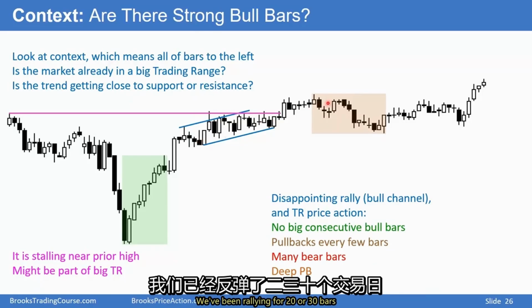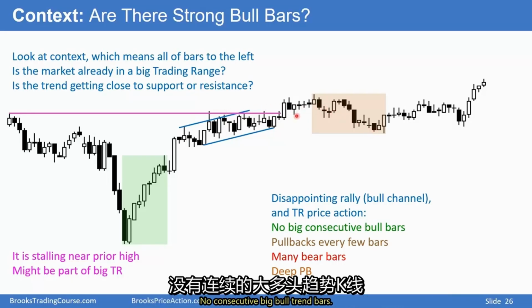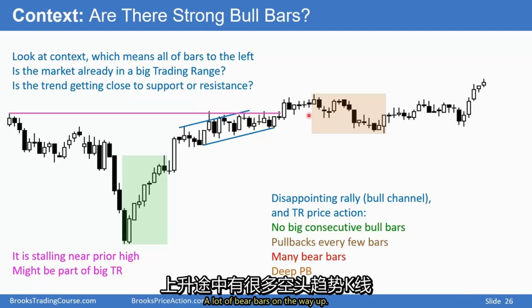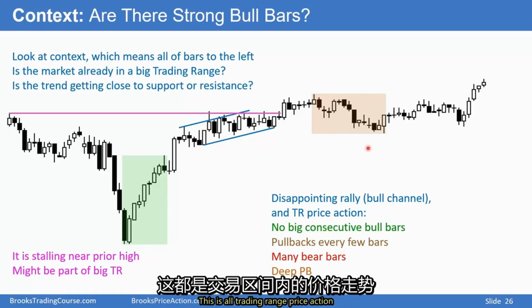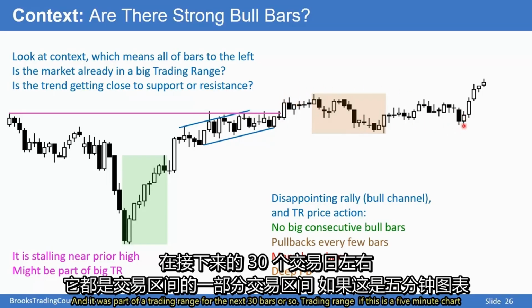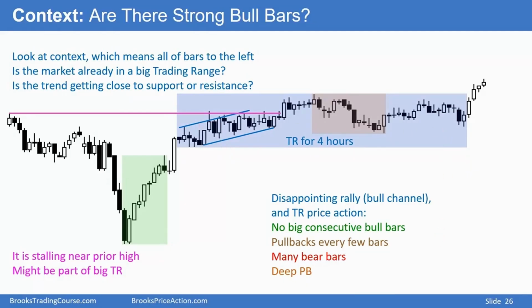Disappointing rally. We've been rallying for 20 or 30 bars, not making much progress, and now we're getting a fairly deep pullback. No consecutive big bull trend bars. Every bar or two, there's a pullback. A lot of bear bars on the way up. Pullback here is fairly deep in this channel. This is all trading range price action, and it makes it likely that this bull channel will end up part of a trading range. And it was part of a trading range for the next 30 bars or so. If this is a 5-minute chart, this was a trading range for about 4 hours.